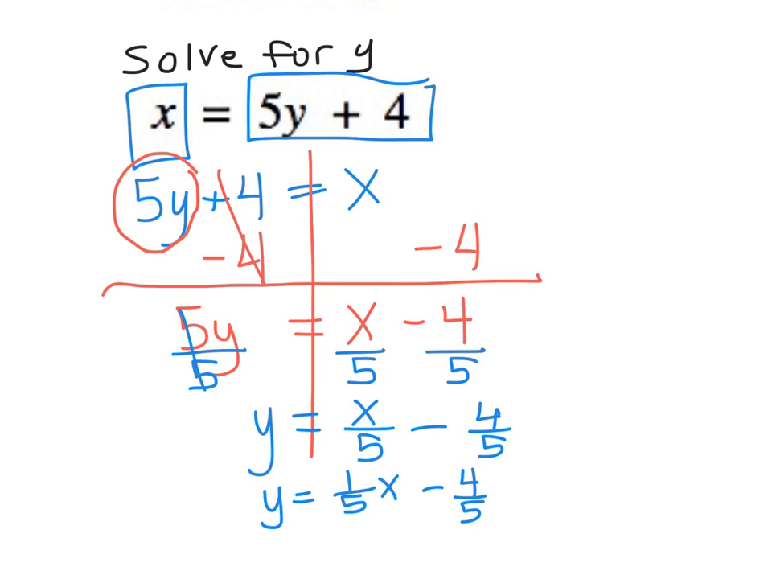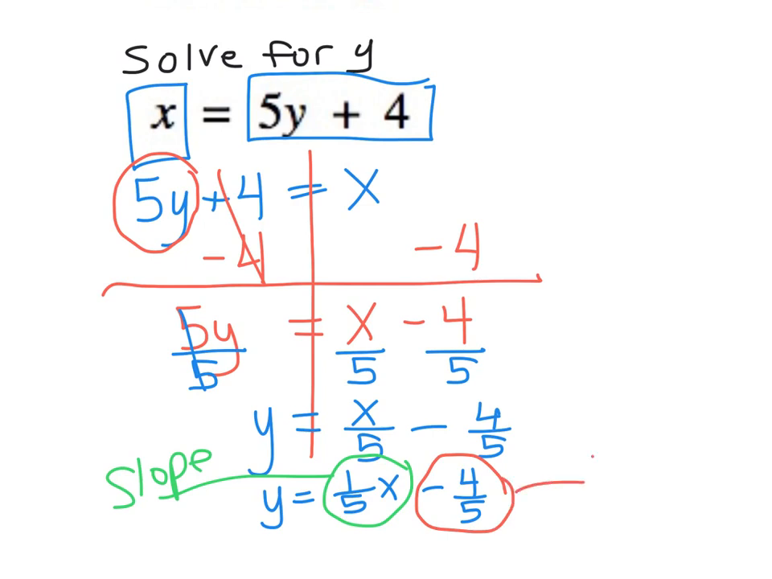So my slope, if I go ahead and identify it, my slope is the one with the x term, so that's my slope. And my y-intercept is the constant, the one without a variable, and that's my y-intercept.